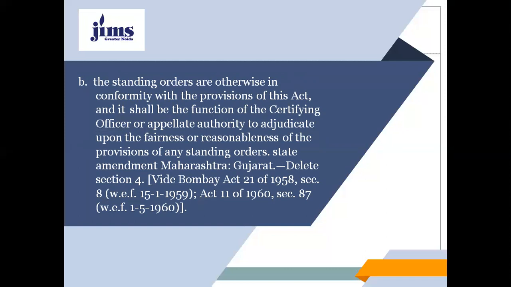And it shall be the function of the certifying officer or appellate authority to adjudicate upon the fairness or reasonableness. The certifying officer will check it, and if the aggrieved parties have any objection to the standing orders, they will appeal to the appellate authority, who should check the fairness and reasonableness. So the certifying officer and the appellate authority should adjudicate upon the fairness and reasonableness of the provisions of any standing orders.